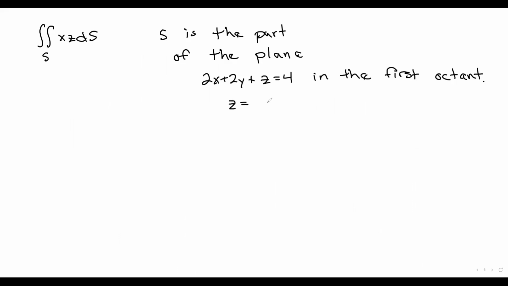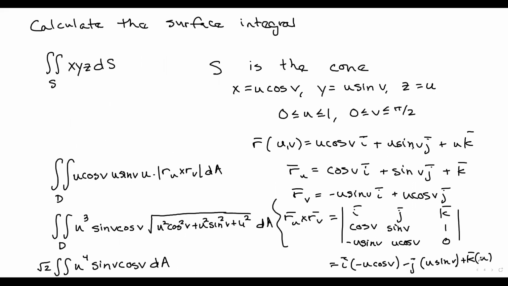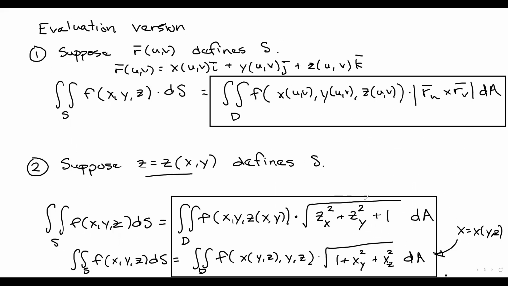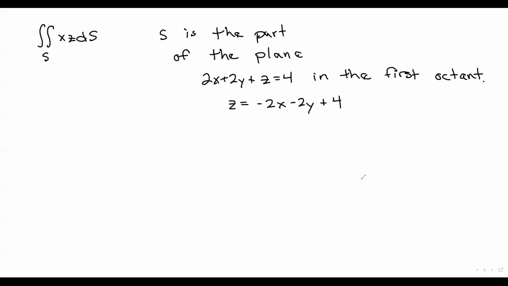So we can just solve for z. We get z equals negative 2x minus 2y plus 4. Once we've done that, the next step is to find the surface part of the definition. We'll do this part last. So let's do this next, just like we did for the previous problem. We need z differentiated with respect to x, which is negative 2. We need z differentiated with respect to y, which is also negative 2.